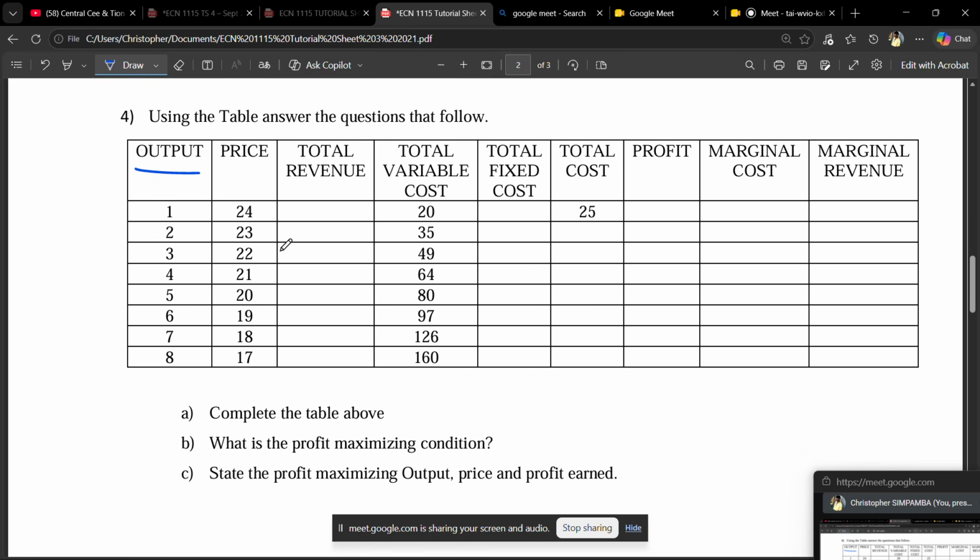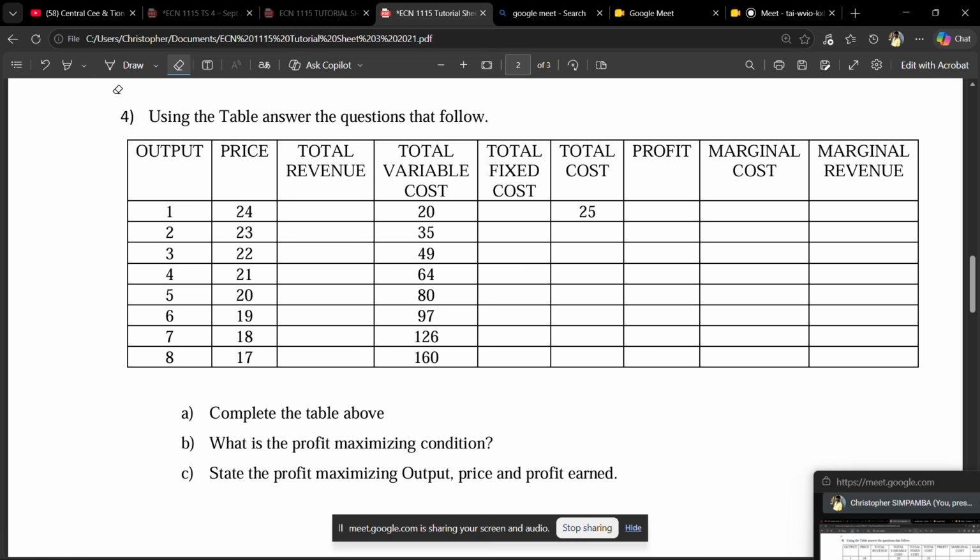All right, so we have quantity here, which is output. We have price, we have total revenue, we have all these things here. Like I always mention, if you are able to answer the questions you've been given on the table, you can basically start with a table because it will always help you.